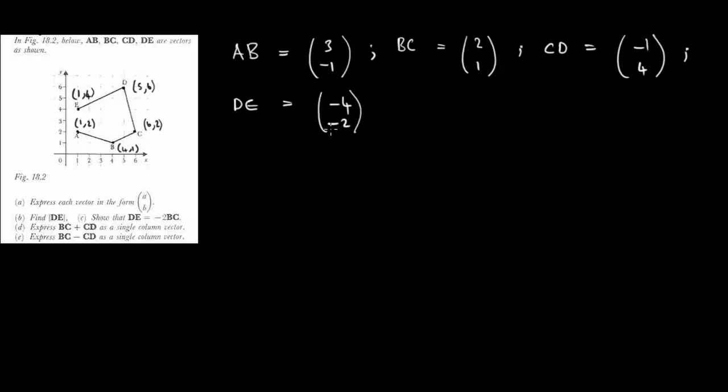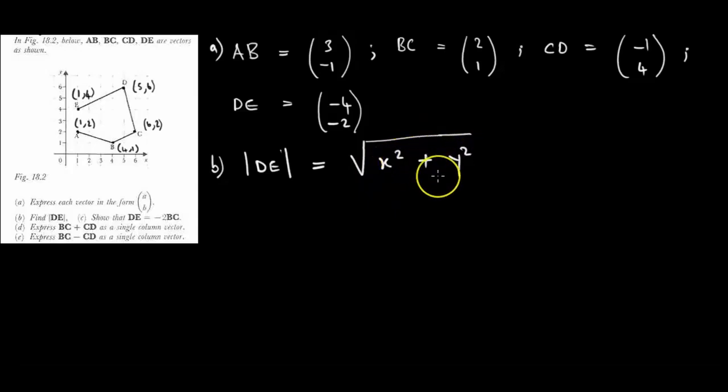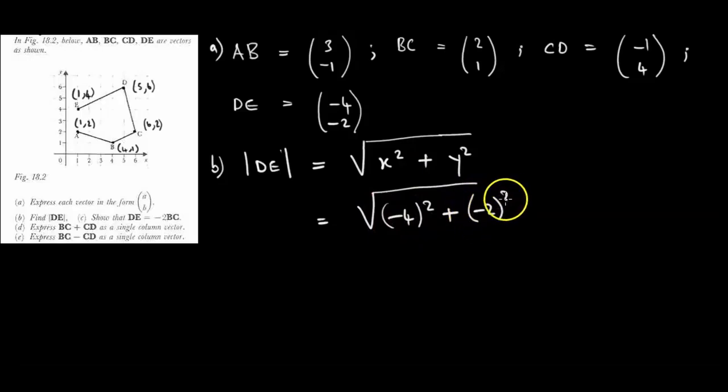We have done that. Then B, we want to find DE, the magnitude or modulus of DE. So the modulus of DE is equal to, we find it by finding the square root of what? The square root of x squared plus y squared. So what is the value of x? x is minus 4, so it's (-4) squared plus the value of y, (-2) squared.